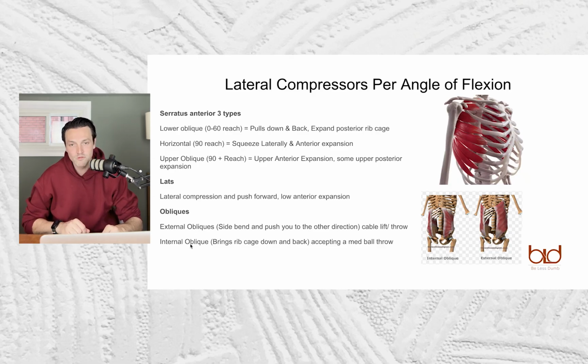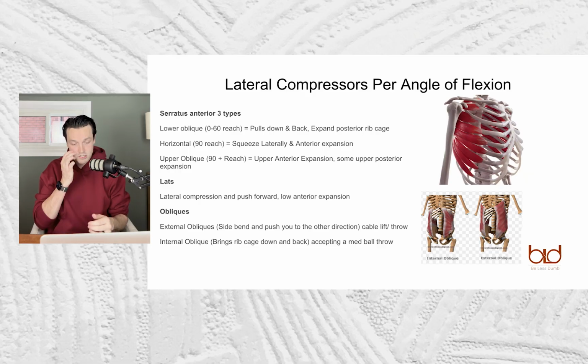Then probably two of the most underrated muscles in the body, your obliques. So your external obliques, which side bend and push you to the other direction, and your internal obliques, which bring the rib cage back and down. The beautiful thing about them is that they kind of say what they're improving. So if you work on your external obliques, you're going to improve your external rotation.